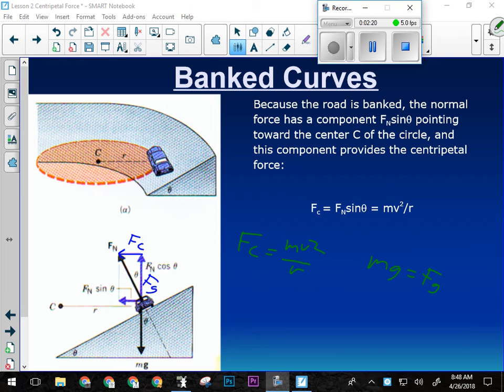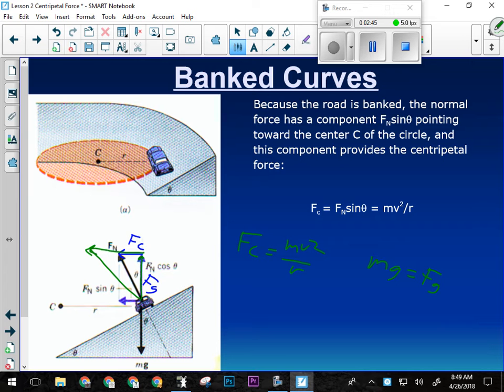Those two sides are related by how steeply the corner is banked. If this bank gets bigger, so this angle here gets bigger, then the centripetal force will increase. Normal force will come out here, and my force of gravity doesn't change, but my centripetal force would get bigger as a result of the increased bank. Everyone all right with that?